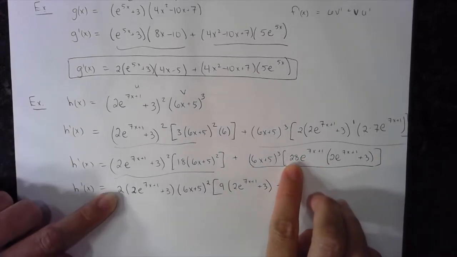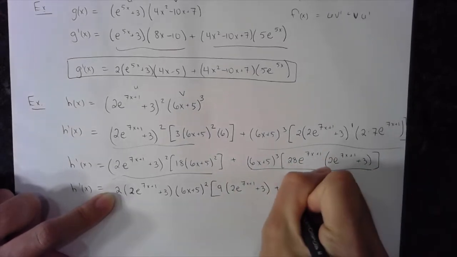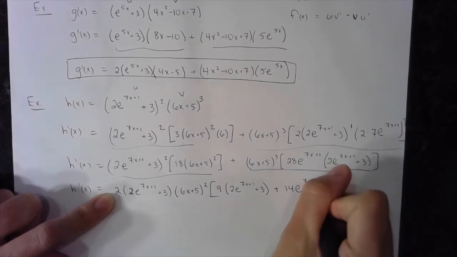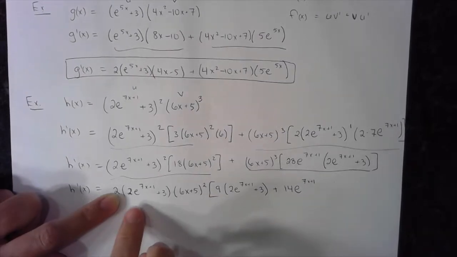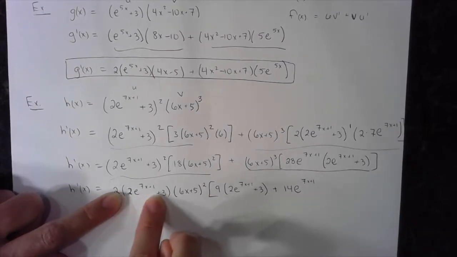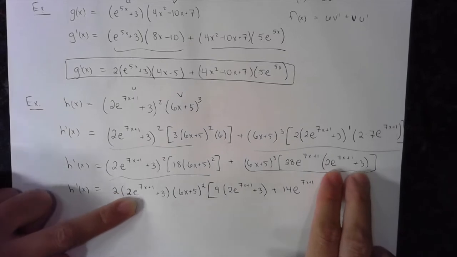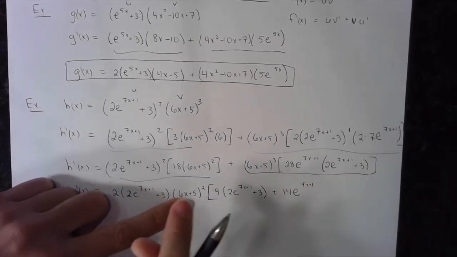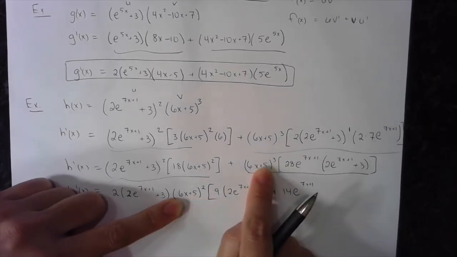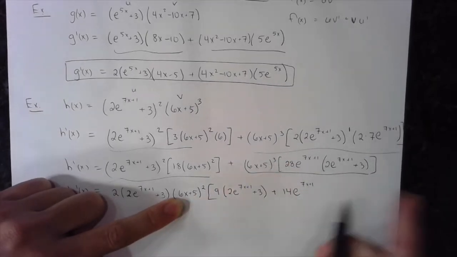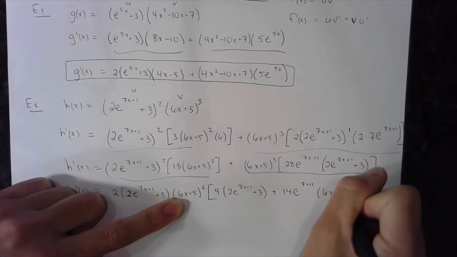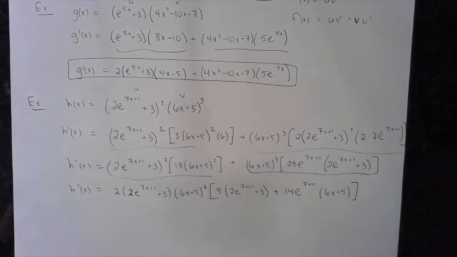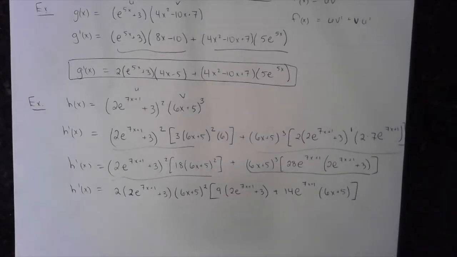From the 28, I took that 2 out, so I'm left with a 14. I still have this e to the 7x plus 1. I took out one of these 2e to the 7x plus 1 plus 3s. I only had 1 to begin with, so I don't need another. And I took 2 of these 6x plus 5s out, and I had 3 to begin with in this one, so I need another one of those. Right? So always double check: if I distribute it back through, is it the same thing that I had?